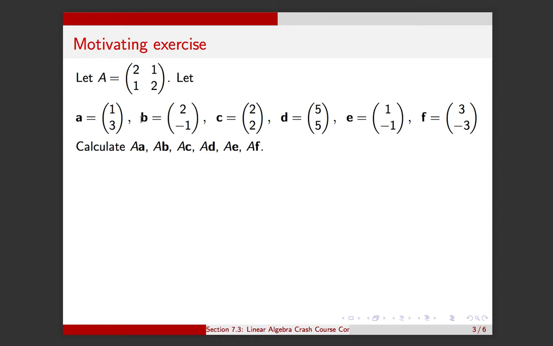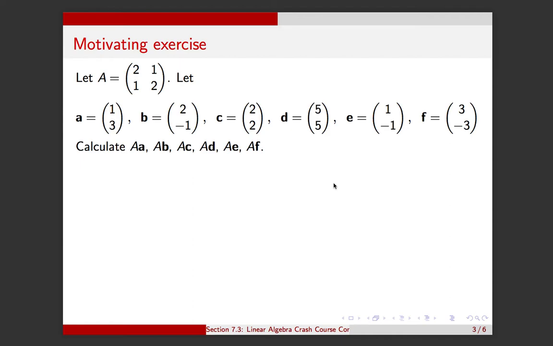So I want you to think about the relationship of those outputs to the inputs. So after you feed little a into big A, what relationship does the output have to little a, to the input, if any? And same thing with all of these. So pause the video now and calculate these 6 multiplications.